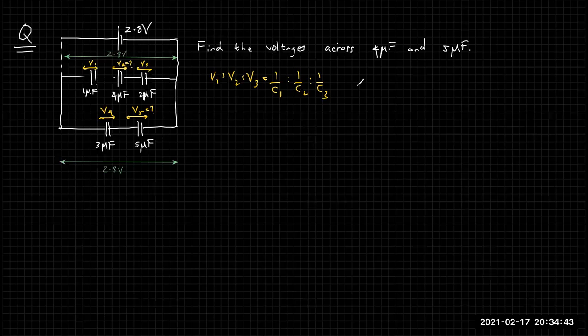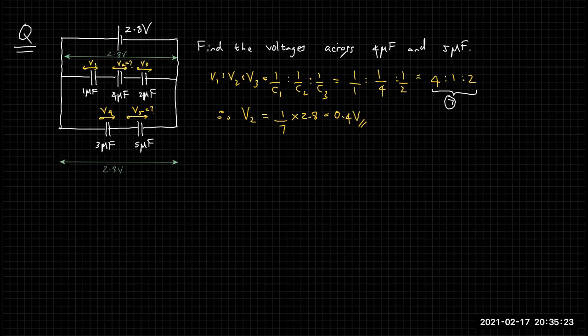What is 1 over C1? 1 over 1 to 1 over 4 to 1 over 2. And you need to multiply everything by the LCM. I think LCM here is 4. You just multiply by 4. It is 4 is to 1 is to 2. So V2 is going to be equal to, how many portions are there here altogether? We have altogether 7 portions, right? So out of 7, 1 for V2. 1 over 7 multiplied by the total voltage, that is 2.8. 2.8 over 7 is 0.4 volt. That is the answer for V2.